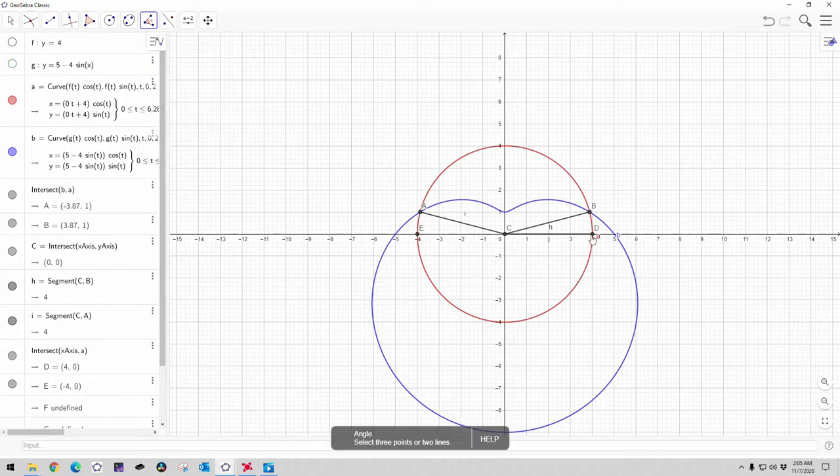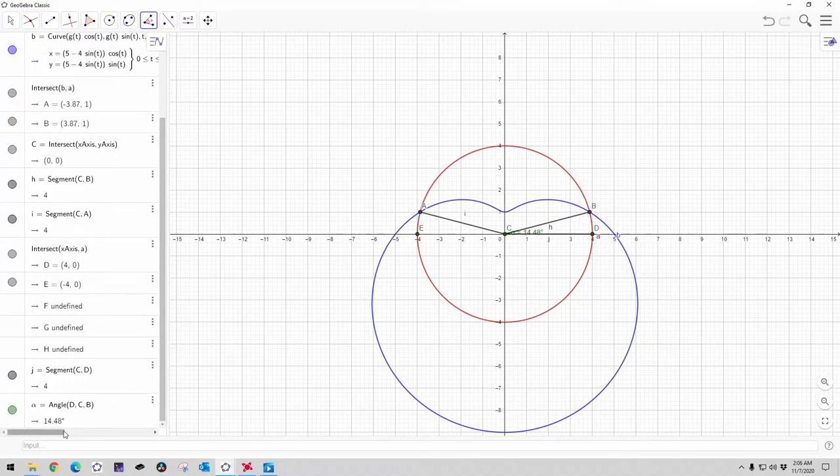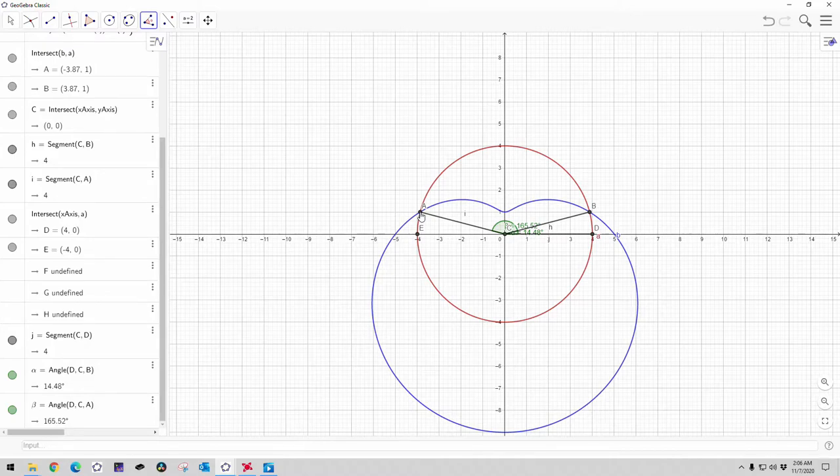So right here I can actually create angles, D, C, B is 14.48 degrees, which if you convert into radians gives us the 0.2527 that we were using. And then the other angle is here, the 165.52, which if you convert into radians is the 2.8889. Okay, so those are the two angle values, as you can see, and that gives us the area that we are interested in between these two here.